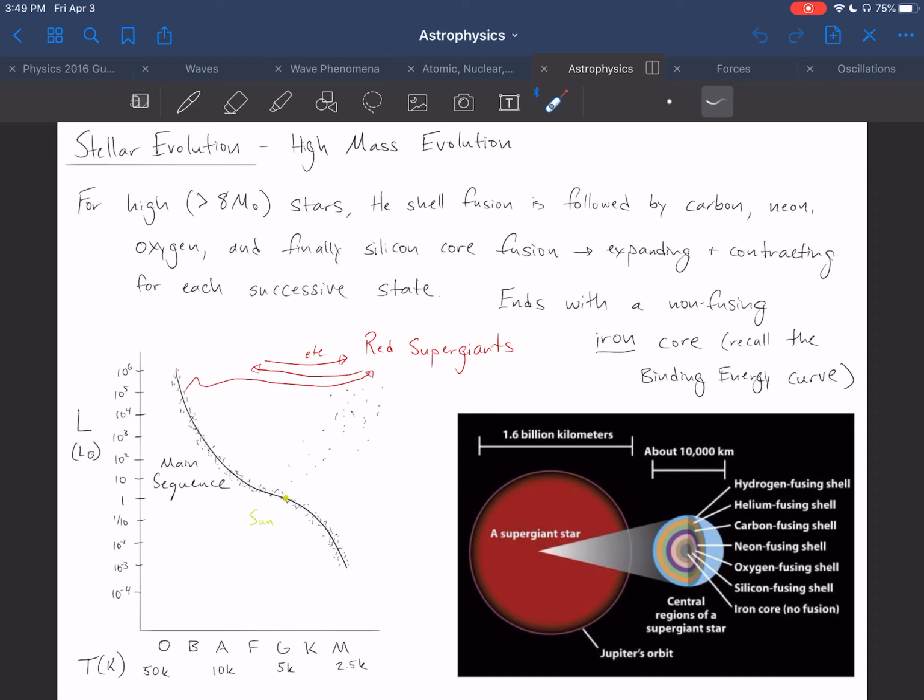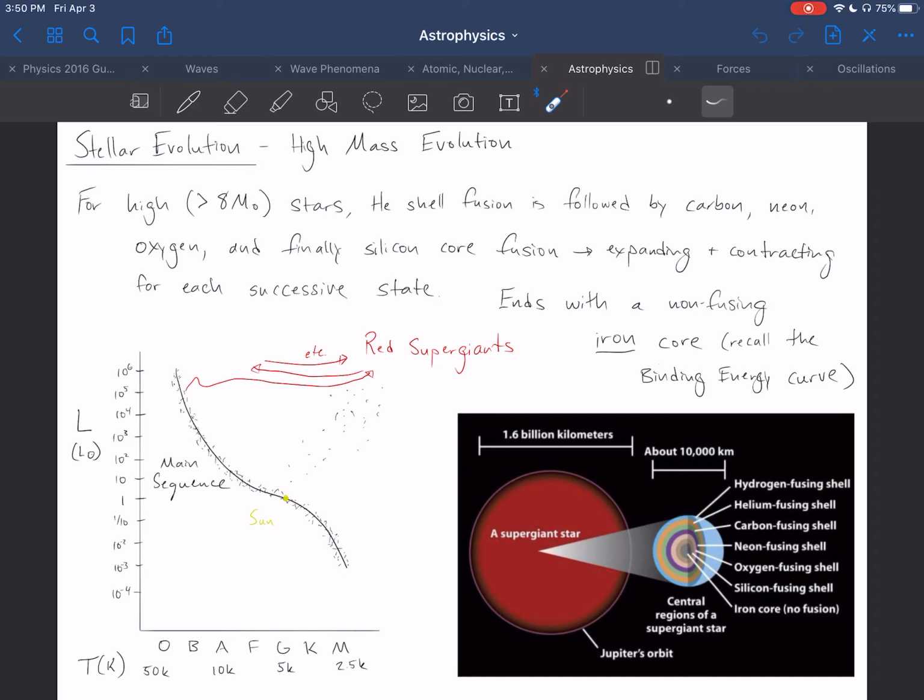Recall that for low mass stars, that is for stars less than 8 solar masses, as defined by the IB, those stars end after fusing helium in their core and then ultimately shell fusion with an inert carbon and oxygen core that ends up becoming a white dwarf. They are simply not big enough to fuse carbon and oxygen. For stars greater than about 8 solar masses, that is not the case.